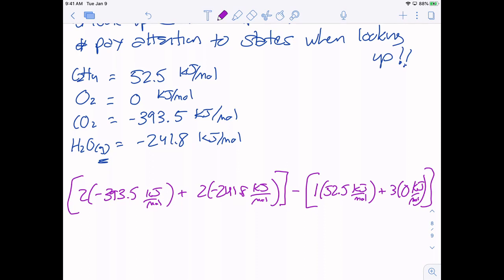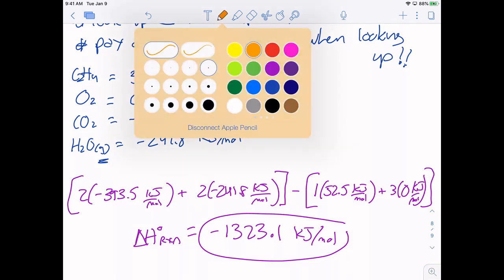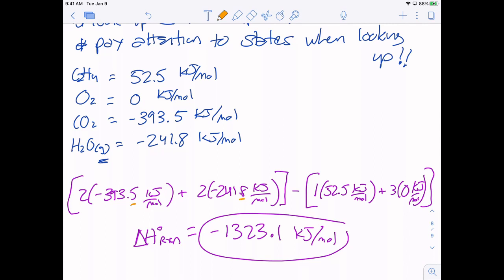And I end up with my overall enthalpy change to be a negative 1,323.1 kilojoules per mole. Because it's addition and subtraction, those coefficients are exact numbers, so they're not going to count for significant digits. Remember, when we're adding and subtracting, it's the number of digits after the decimal point. So I have 1 after the decimal point, 1 after the decimal point, 1 after the decimal point, so I don't want more than 1 after the decimal point in my answer.